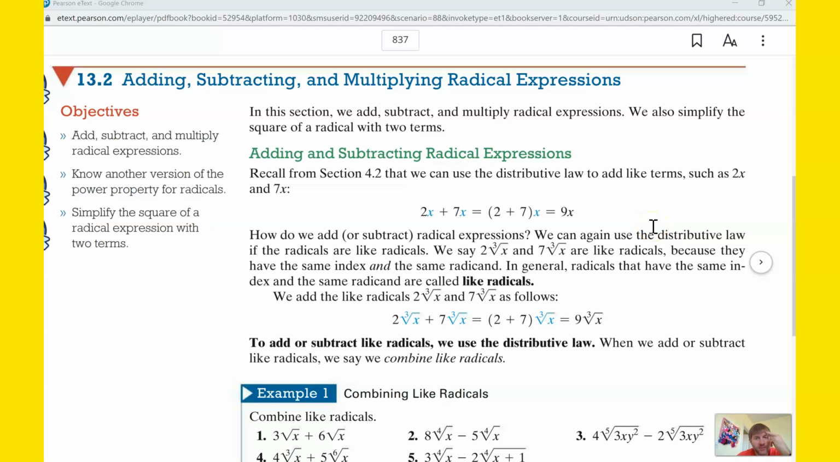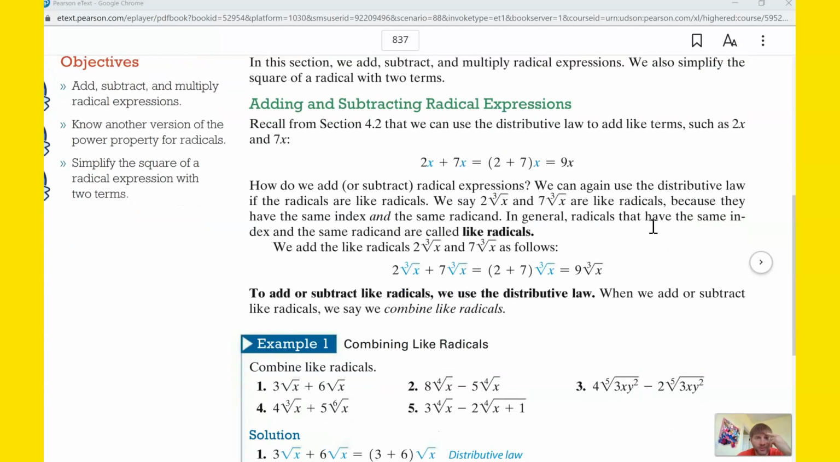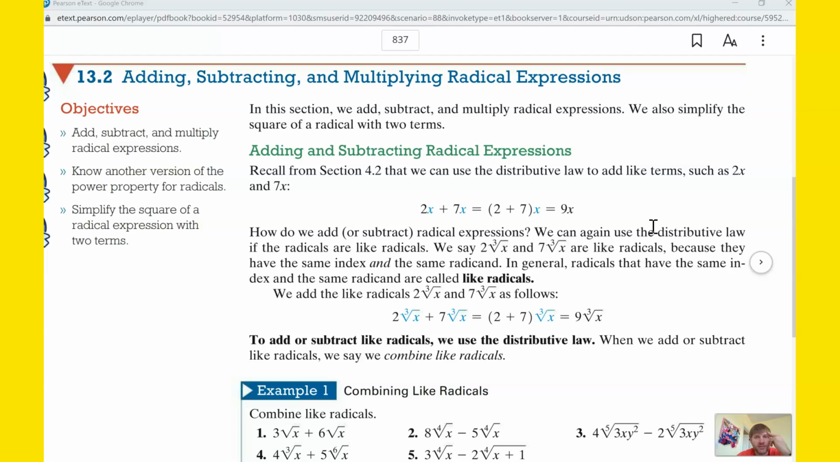Hello, Math 95 students. Looking at section 13.2, we're going to be simplifying radical expressions by adding, subtracting, and multiplying these radicals.